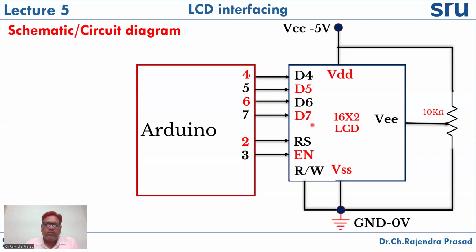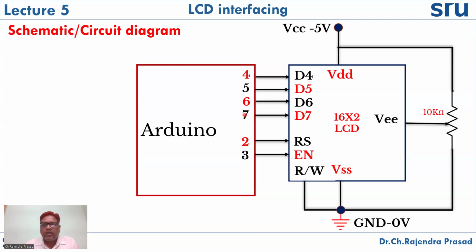Once these are connected, we are ignoring the D0 to D3 pins. Why? Because here I am using only 4-bit mode of operation. So in 4-bit mode of operation, I am using only D4 to D7. These lines are tied to 4, 5, 6, and 7 of the Arduino.